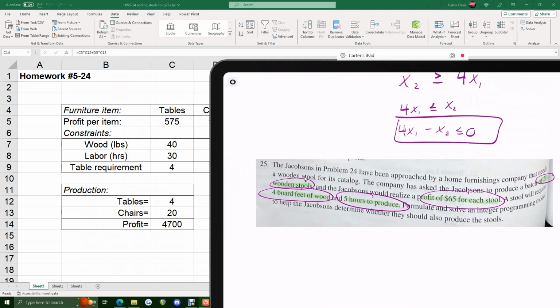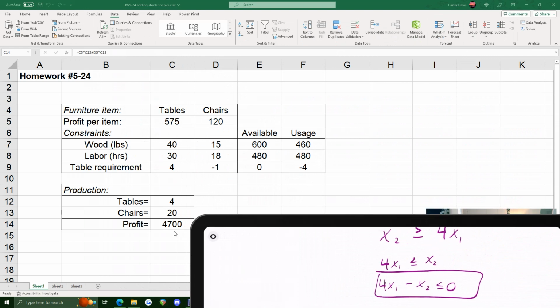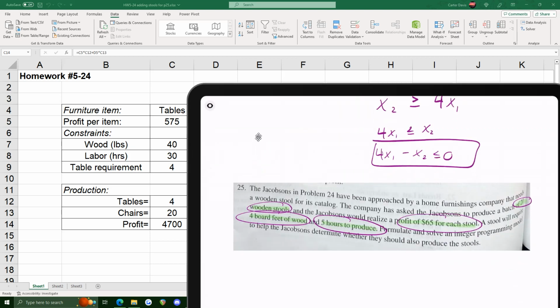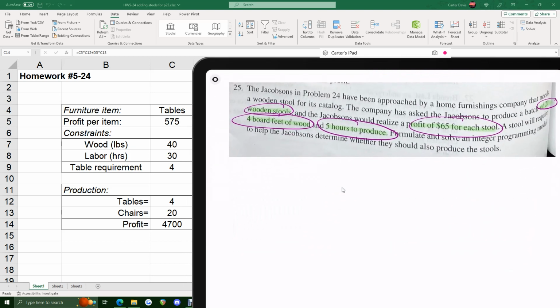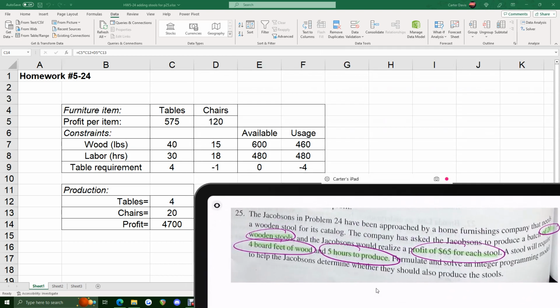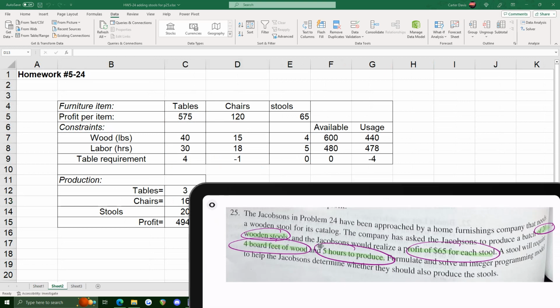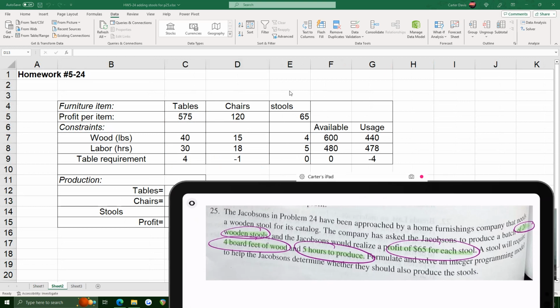So as a reminder, or just to think about it now, the profit for doing just the tables and chairs is 4,700. Now I'm going to show you what it would look like if we manually input the stools to this scenario here. So what I did was just copy this, and I added stools, a column for stools. Profit is 65 per stool. The wood is 4 per stool. The hours is 5 per stool. I had to, of course, adjust the usage.